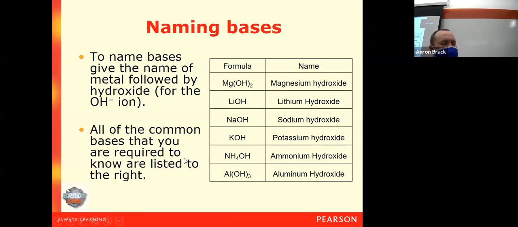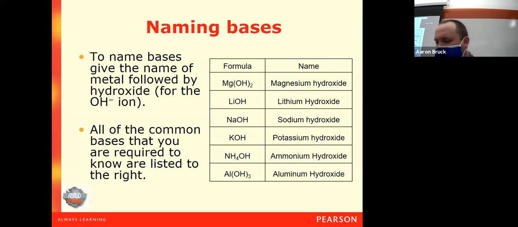When it comes to bases and their names, their nomenclature is actually pretty easy. Since we're talking most of the time about a metal ion with a hydroxide, the name of the base is just that: metal hydroxide. So Mg is magnesium, that's magnesium hydroxide. Na is sodium, that's sodium hydroxide. Al is aluminum, that's aluminum hydroxide.